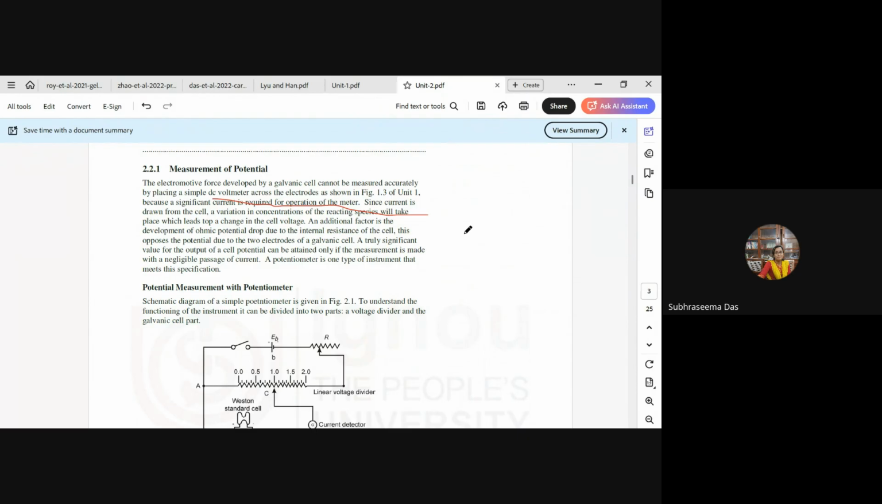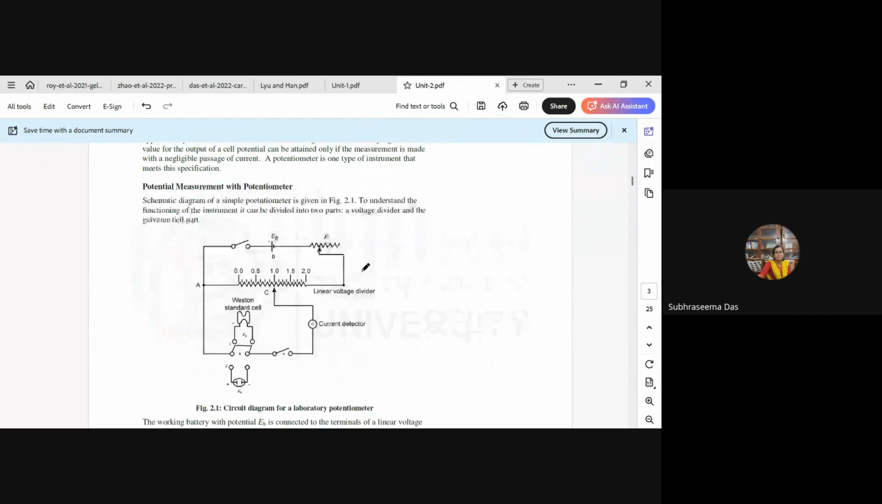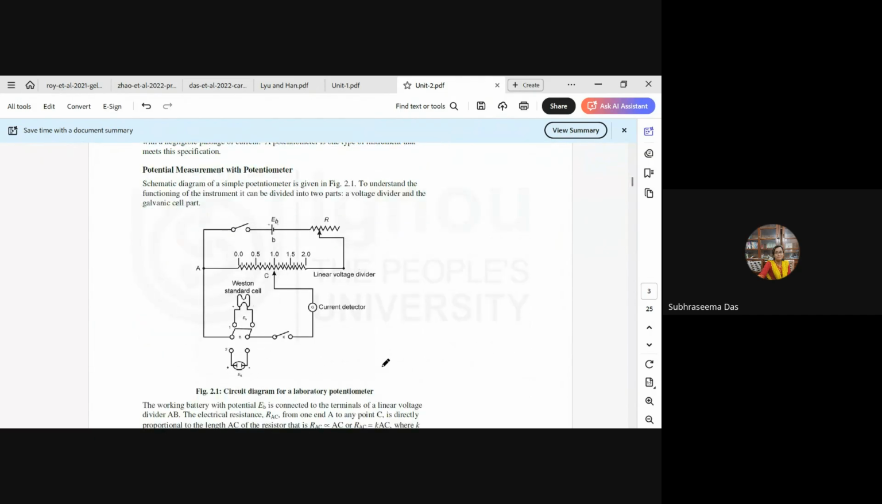Because current is drawn from a cell, variations are bound to happen, which will lead to a change in the cell voltage. An additional factor is the development of an ohmic potential due to internal resistance, which opposes the potential. A potentiometer meets this type of specification, and figure 2.1 shows how a laboratory potentiometer works.